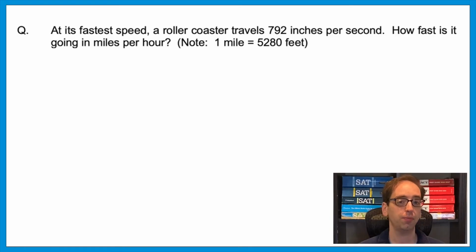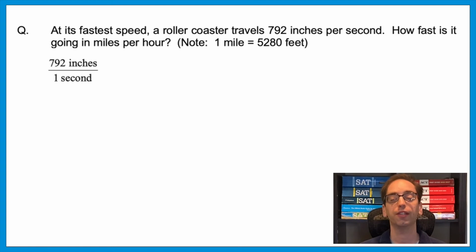At its fastest speed, a roller coaster travels 792 inches per second. How fast is it going in miles per hour? So we're going to be converting inches per second to miles per hour, and in order to do that, we need to get certain units to cancel. Let's see how. Let's start by writing this as a fraction: 792 inches over 1 second.